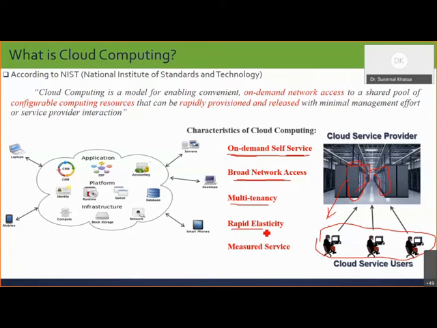And next is rapid elasticity, that the users can very quickly increase or decrease the resources. So the scalability is very high and very quick. So that's why rapid elasticity is also involved in the cloud environment. And finally, we will have a way to measure how much resources we need for the services, so that we will pay for only the amount of resources we use.